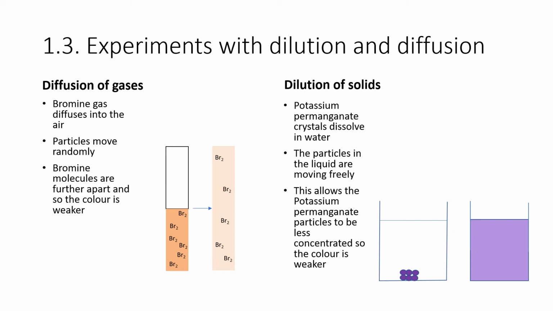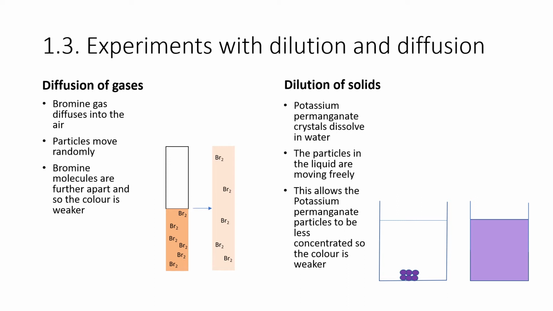A similar situation occurs when coloured solutions are diluted, i.e. when they have water added to them. Here you can see some potassium permanganate crystals. They're a really brilliant purple colour. These are the solute in this example. When these are dissolved in water, the solvent, they form a dark purple solution, as you can see on the right. The potassium permanganate molecules move randomly in the solution and are evenly spread.